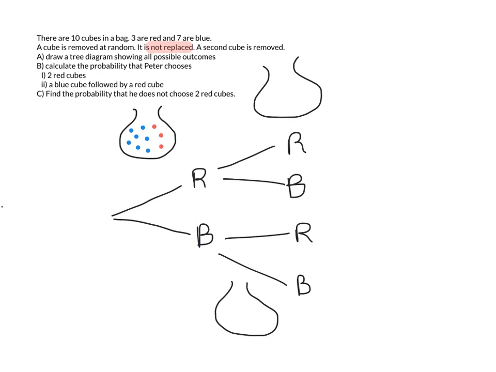Now we need to put in our probabilities first. So probability of red on this bag, the first bag, is going to be 3 out of 10. So that means the probability of blue is going to be 7 out of 10.